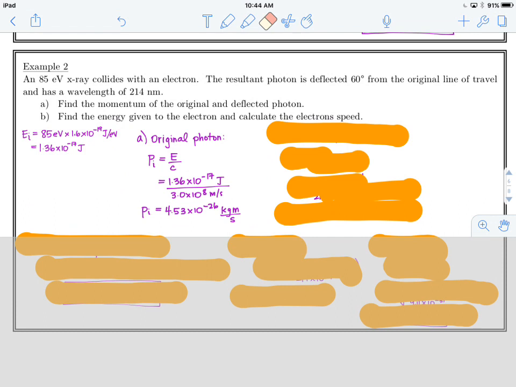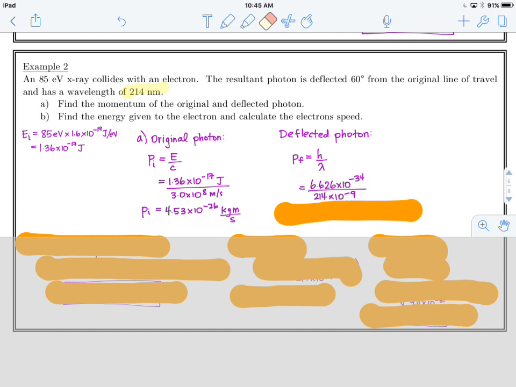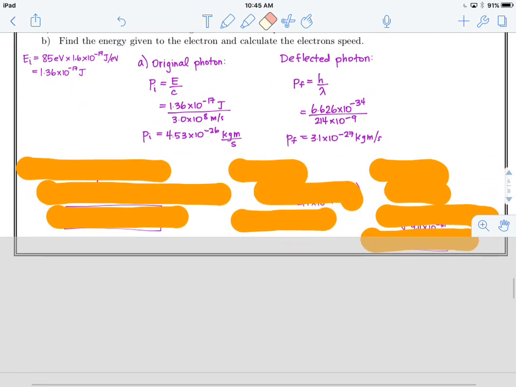Now we have the momentum of the deflected photon. This one, although we weren't given the energy, we were given the wavelength of the deflected photon, and that's just as valuable because we can say that p is equal to h over lambda, and we can do this calculation and we can see that the deflected photon has a momentum of 3.1 times 10 to the negative 27 kilogram meters per second. So there's part A finished. We found the 2 momentums.